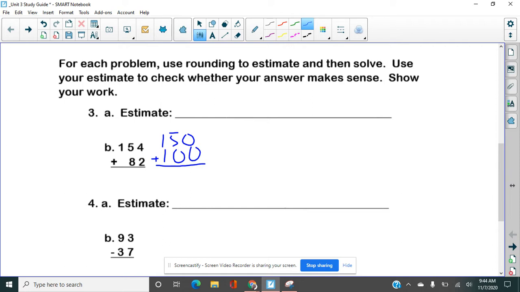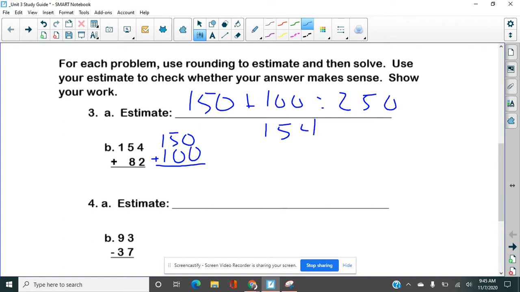Yeah, 250, right? So my estimate is 150 plus 100 equals 250. Now, if you were thinking 150 plus 80 and you could add that real quick in your head and get the right answer, you could do that. Okay, and now we need to solve the problem. We're going to actually solve the problem.